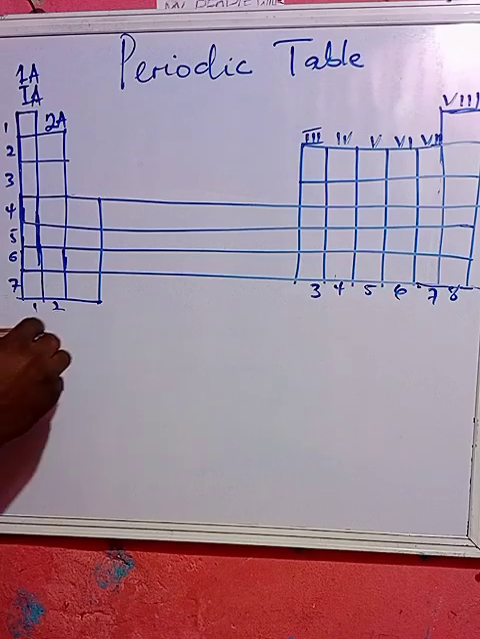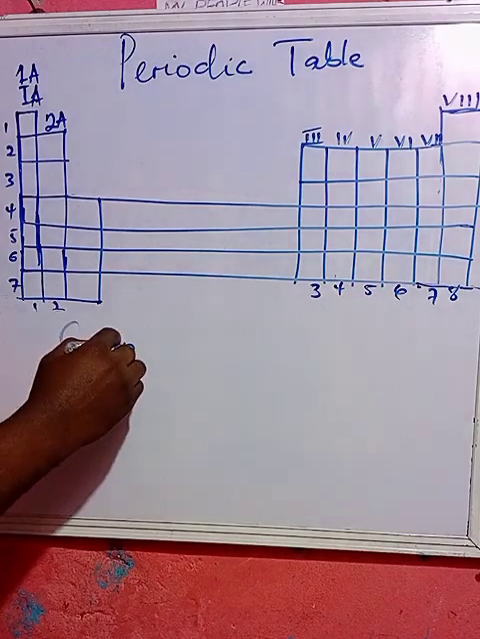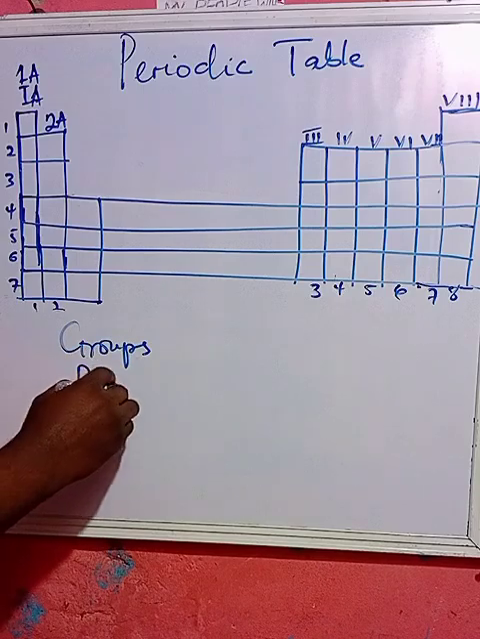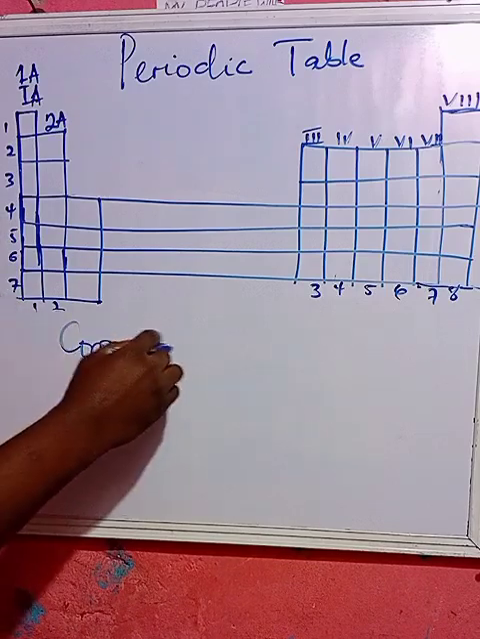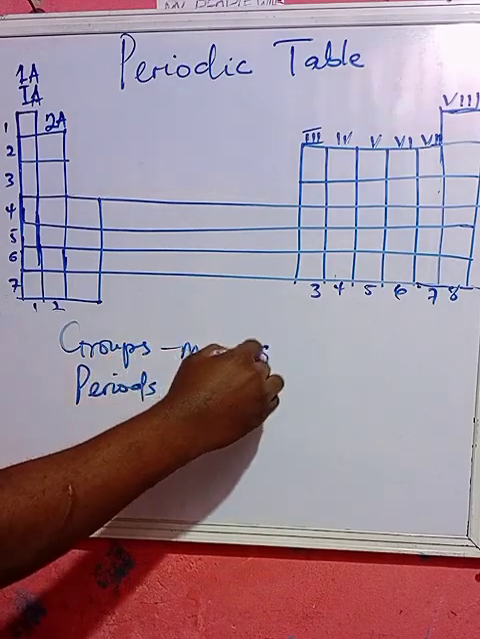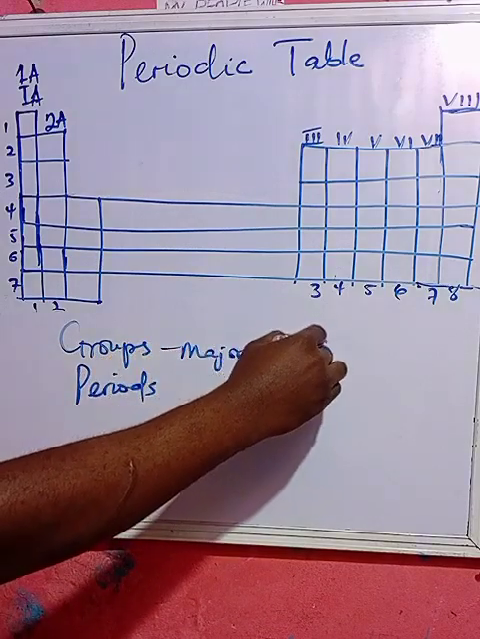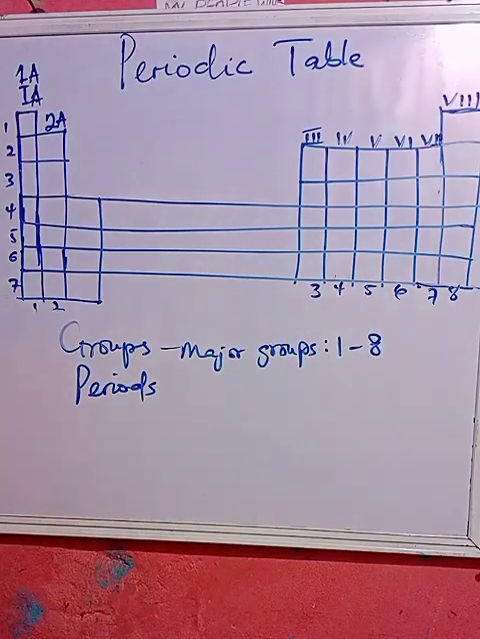The periodic table is grouped into groups and periods. According to what we have here, we have groups from 1 to 8, the major groups. That's 1 to 8. Then we have other groups between group 2.